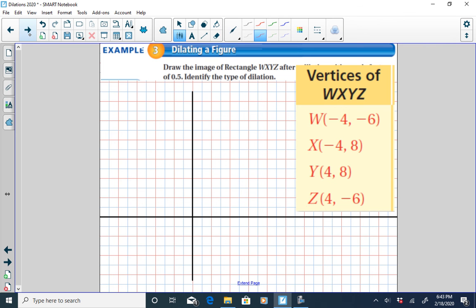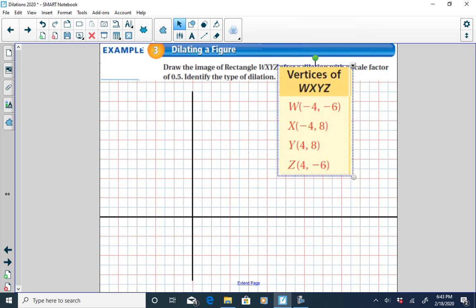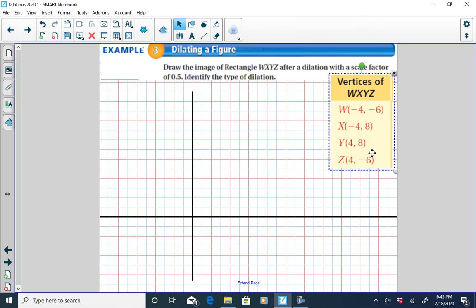Okay. This next one asks us to, let's see, make this a little smaller. All right, it says to draw the image of rectangle WXYZ after a dilation with a scale factor of 0.5. Identify the type of dilation. Well, if we're identifying the type of dilation, that's going to be easy. It's a reduction, and it's a reduction because our scale factor is greater than 0 but less than 1.